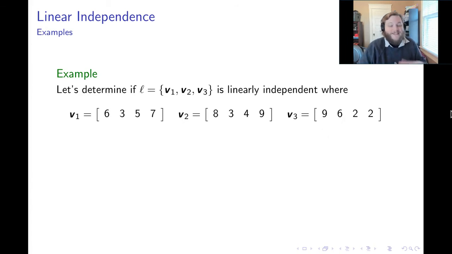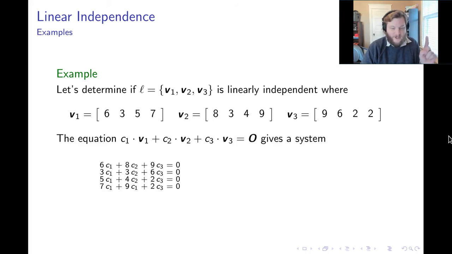So let's see an example where we actually verify that a list of vectors is linearly independent. Here my list of vectors is v1, v2, v3, where v1, v2, and v3 are these three vectors in R4. Well, how would I go about verifying whether or not this list is linearly independent? If you want to check that something is linearly independent, you have to start with one equation. And the equation you want to start with is c1 times v1 plus c2 times v2 plus c3 times v3 equals the zero vector.